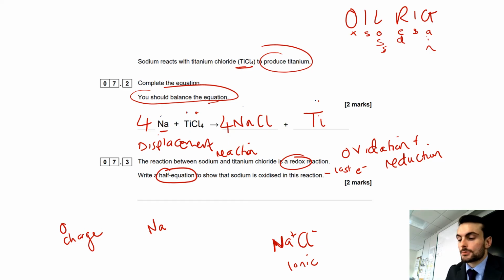So then we just put that into an equation. So the half equation will be sodium arrow, because it becomes a sodium plus ion, and then it has lost a negative electron, like that. And that's your half equation.